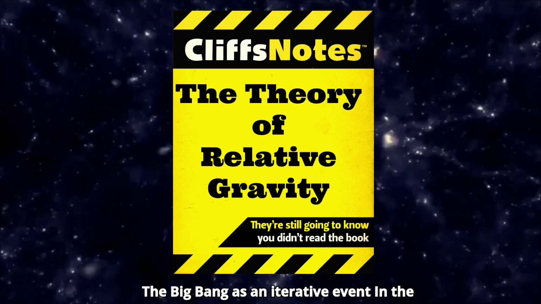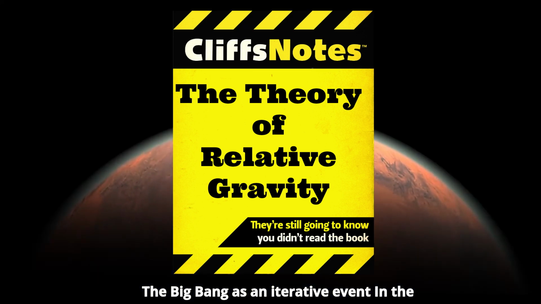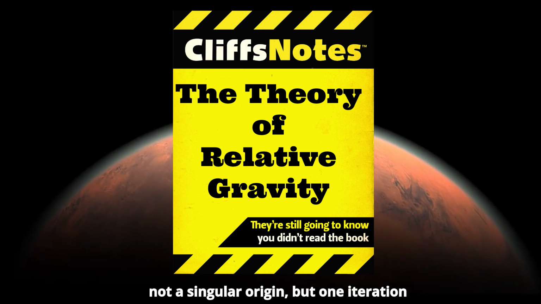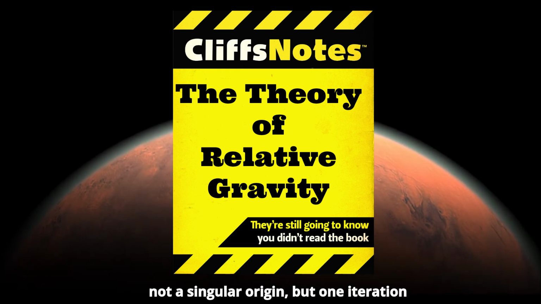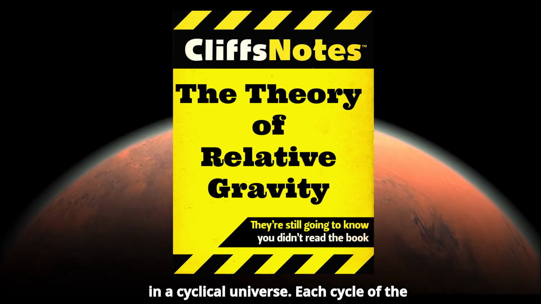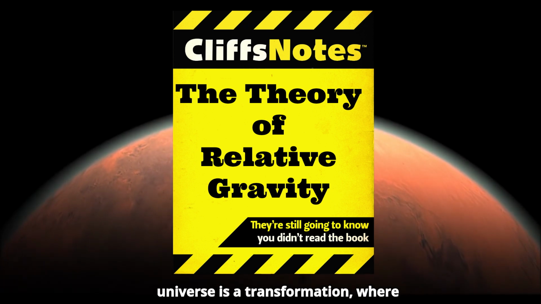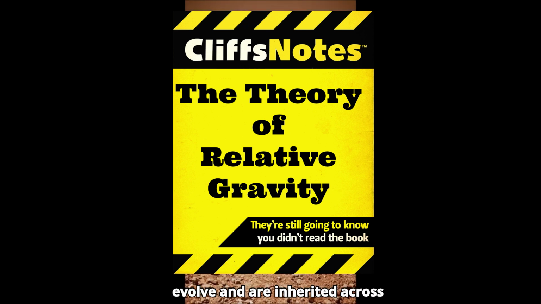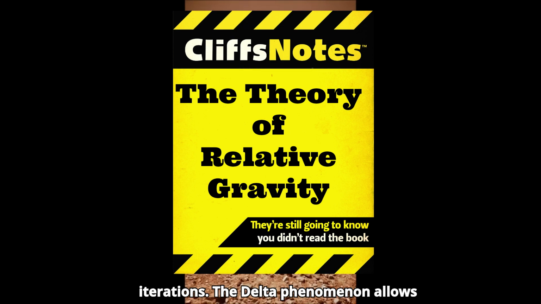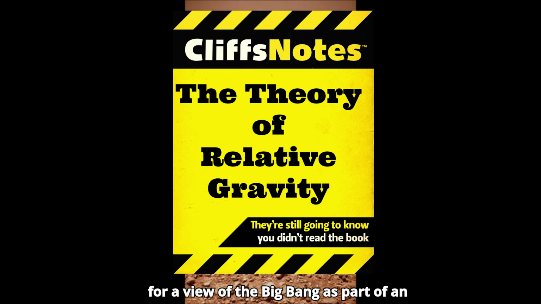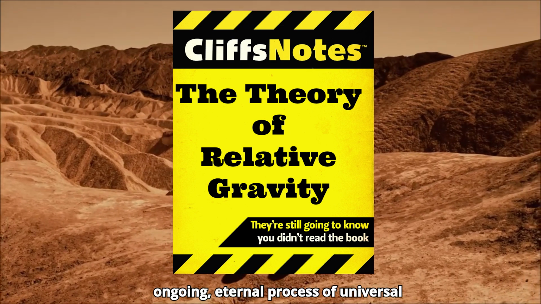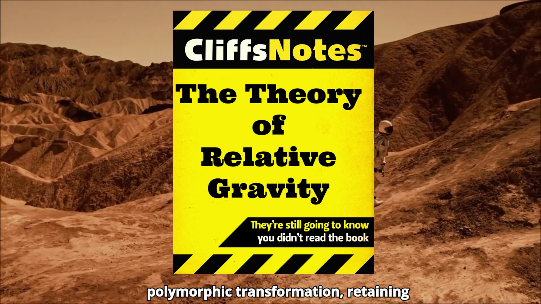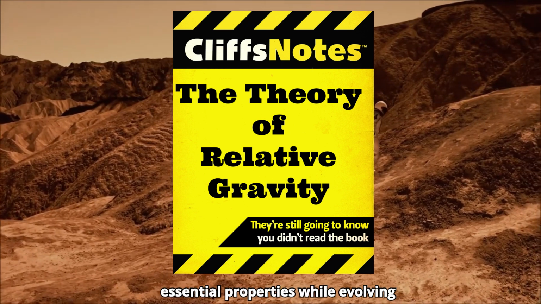Conclusion: the Big Bang as an iterative event. In the context of the theory of relative gravity and the delta phenomenon, the Big Bang is not a singular origin, but one iteration in a cyclical universe. Each cycle of the universe is a transformation, where properties of energy, matter, and time evolve and are inherited across iterations. The delta phenomenon allows for a view of the Big Bang as part of an ongoing, eternal process of universal creation, where the universe's laws and forces are not fixed, but subject to polymorphic transformation, retaining essential properties while evolving across cosmic cycles.